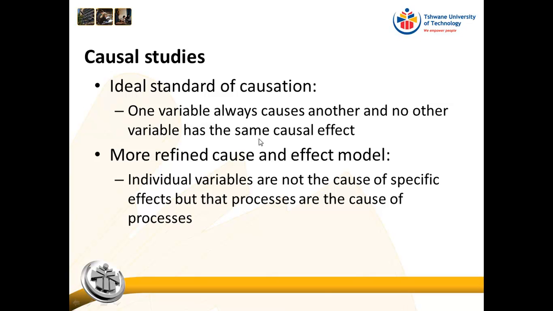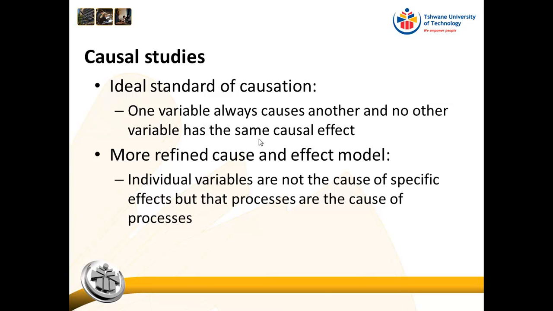Then the last type of study is a causal study. We're not going to get to a causal study in this research that we're busy with. So there is normally an ideal standard of causation. One variable always causes another, and no other variable has the same causal effect. In other words, getting stuck in traffic causes me to be late for class would be an ideal standard of causation. But in a more refined cause and effect model, you will see that there might be other reasons why I'm late for class.